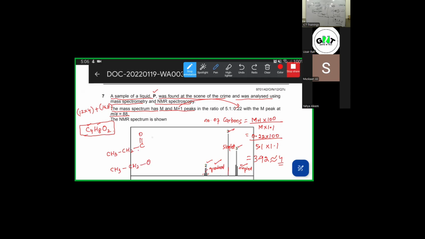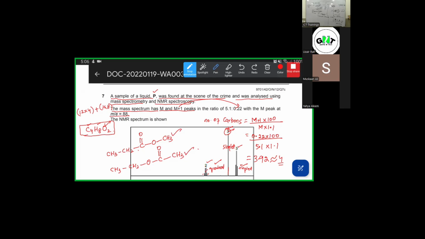Okay, and then we got 2 oxygen up here. So put the second oxygen up here, and here you can put C double bond O. And then in the singlet you got 3 hydrogens. So 3 hydrogen means it would be CH3. So either this one or this one, that would be your structural formula. Okay, did you get it?